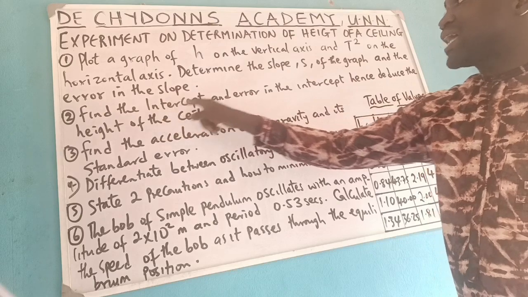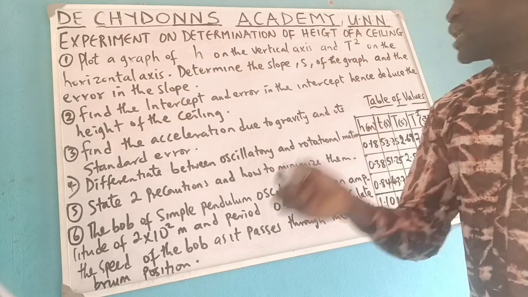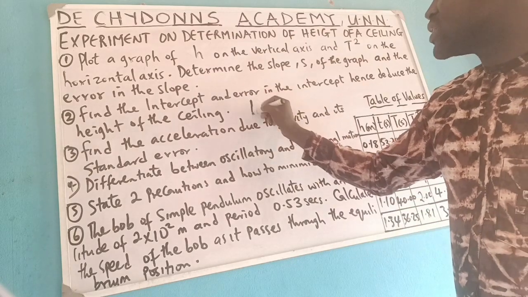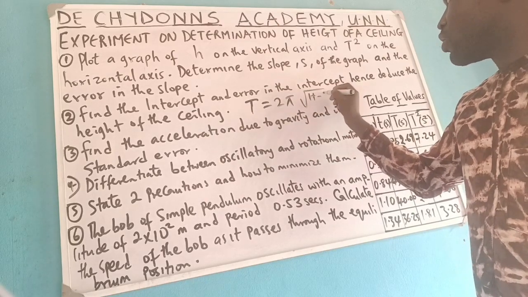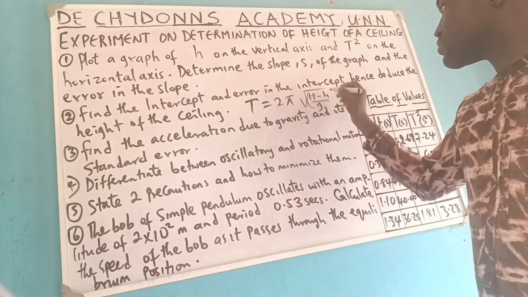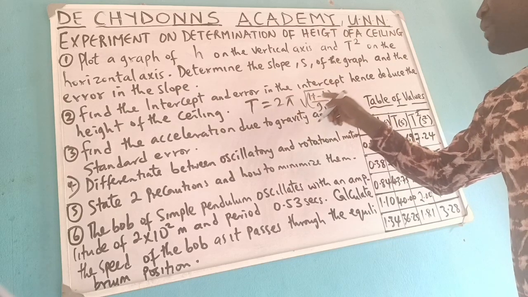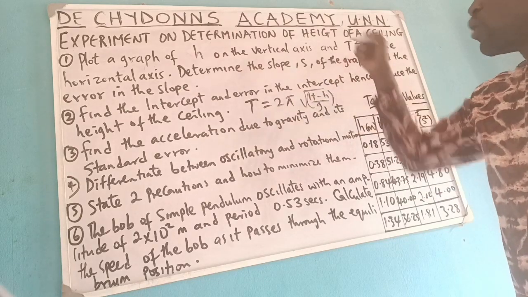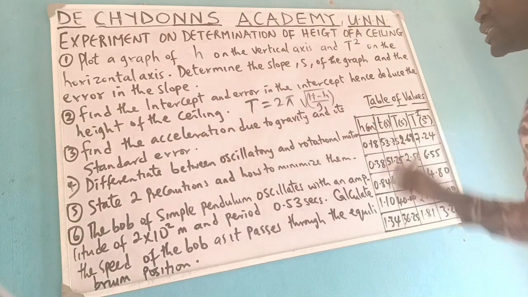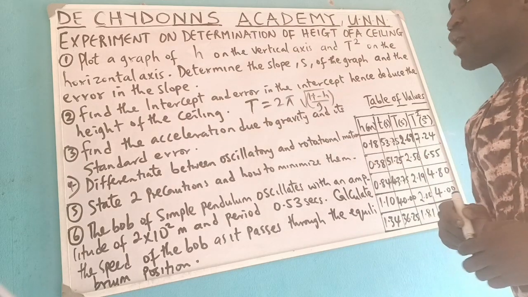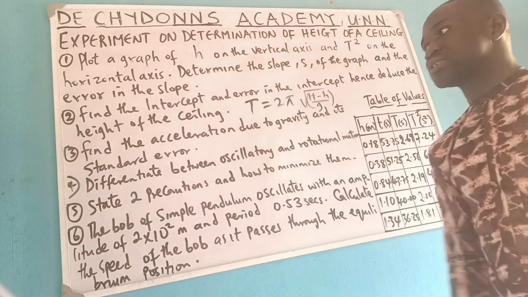While we are finding the intercept and error in the intercept, hence deducing the height of the ceiling, the information says it is coming from this formula: it is obeying t equals 2 pi square root of capital H minus h over g, where the capital H will be the height of the ceiling and the small h is what we plotted against t square. So we need to have this in mind. So we are going into the graph plotting, hence answer the following question. Let's go into the graph plotting.